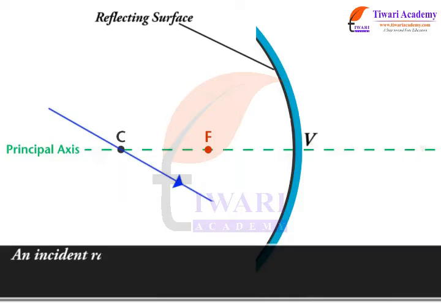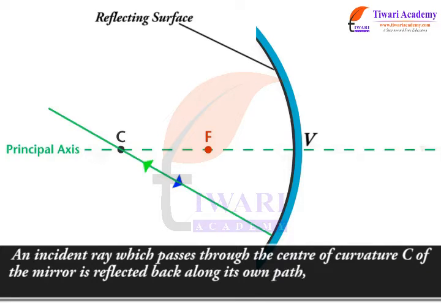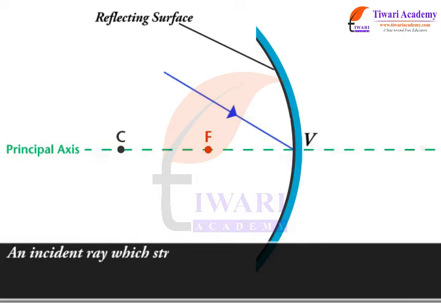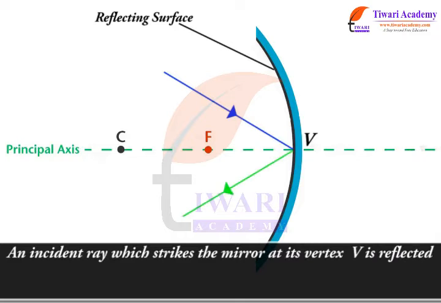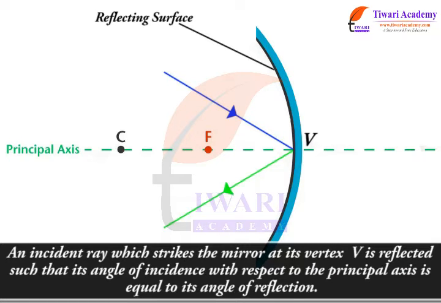An incident ray which passes through the center of curvature C of the mirror is reflected back along its own path, since it is normally incident on the mirror. An incident ray which strikes the mirror at its vertex V is reflected such that its angle of incidence with respect to the principal axis is equal to its angle of reflection.